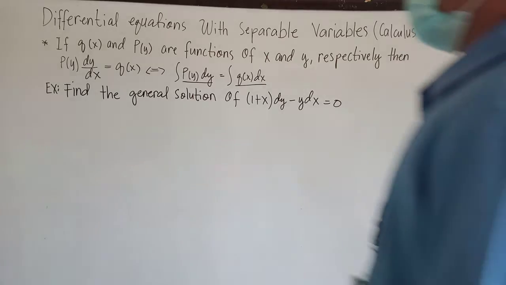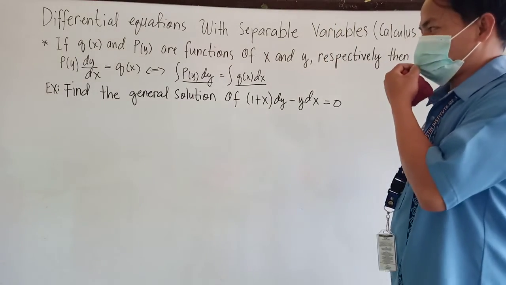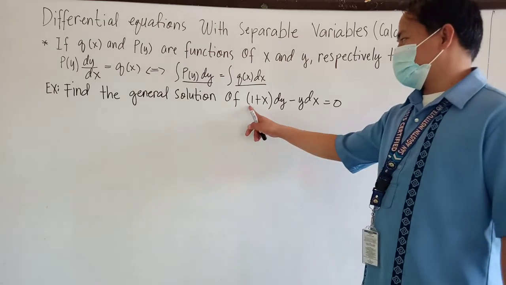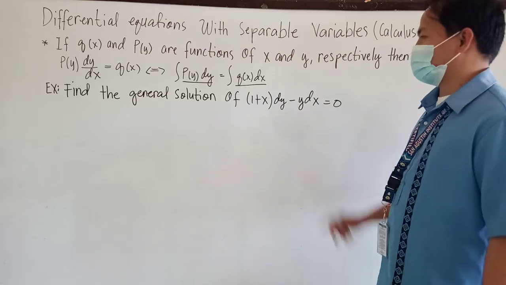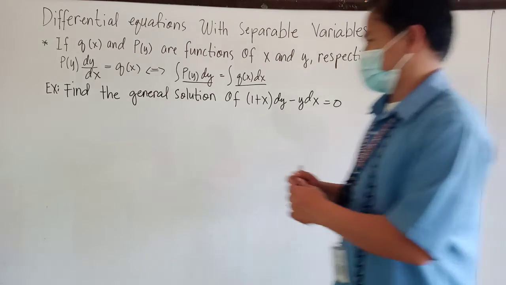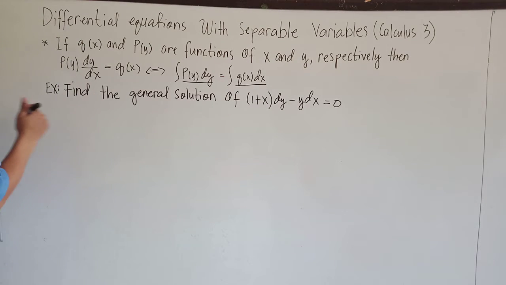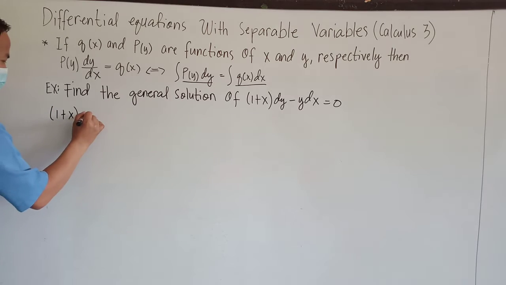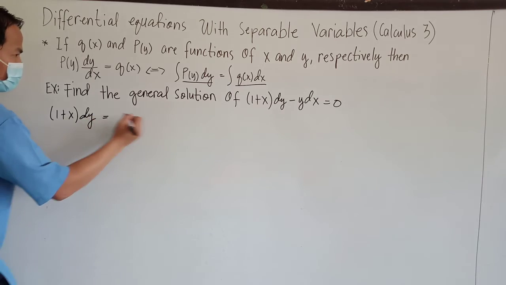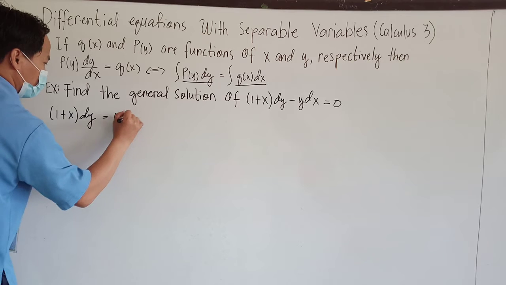Okay, so at this time we will continue with example number 2. So we have here another type of problem. Find the general solution of the quantity 1 plus x dy minus y dx is equal to 0. So let's begin with the solution for this given separable function. We have here 1 plus x dy is equal to, we can transpose this to the other side so that it will become y dx.